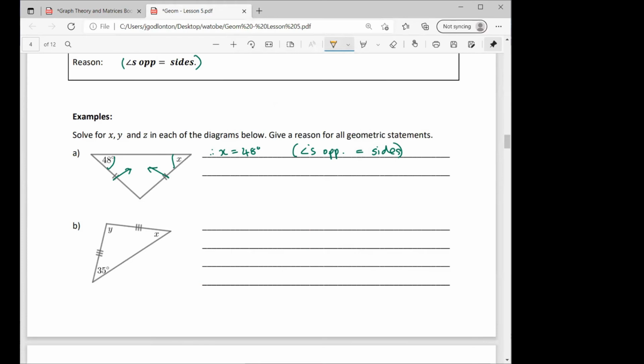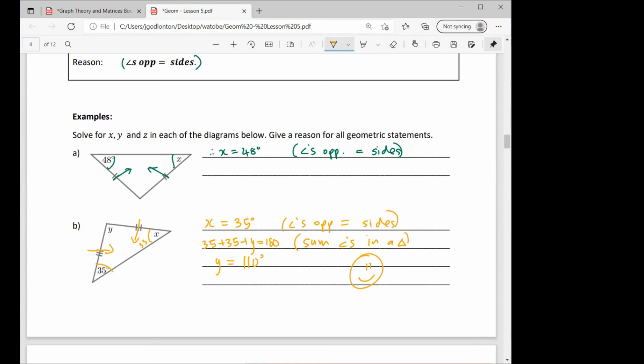Okay. So remember, these act as arrows to tell us which angles are the same as each other. So we can jump straight to saying that x is 35 degrees because of angles opposite equal sides. And now we know that this is 35. So we would say 35 plus 35 plus y is equal to 180 because of sum of angles in a triangle, which means y is equal to 110 degrees.